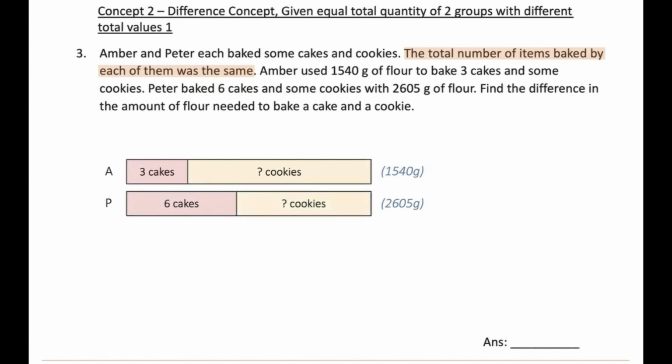All right. Now, this is the difference. This is where the difference is. The total difference between the flour used actually lies here. Okay? Because over here, the number of cakes are the same. Over here, number of cookies are the same. The difference is actually in this box. And this is where the difference in flour happens. Okay?